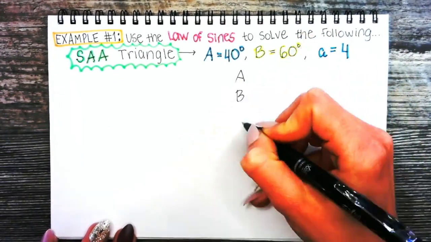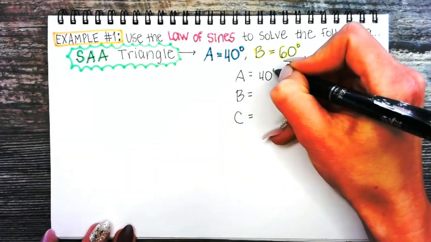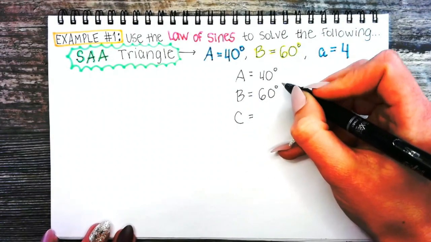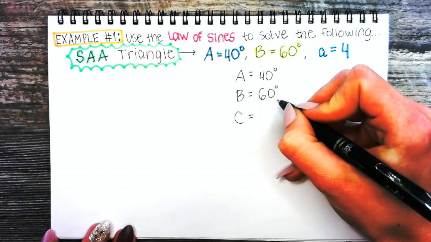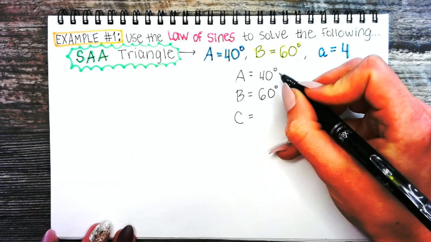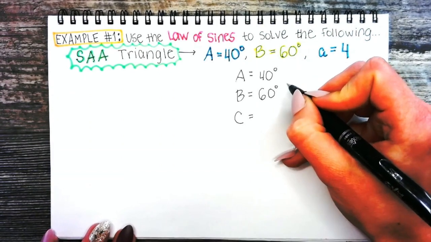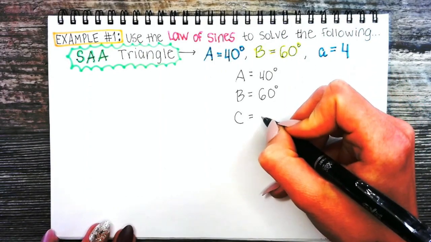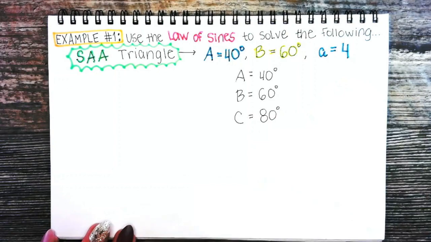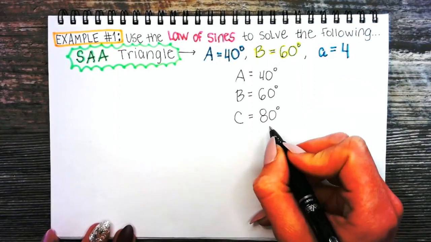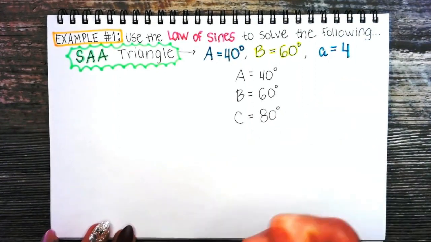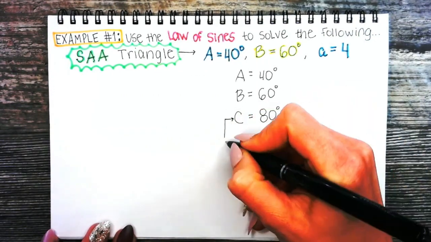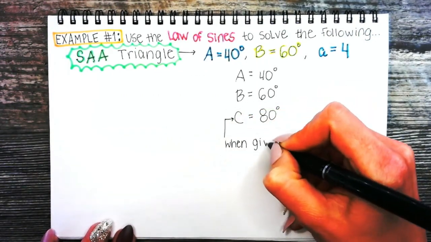Anytime you have two angles, you really have all three. Since we're given that angle A is 40 degrees and angle B is 60 degrees, the sum of those two is 100 degrees. Then we know angle C must be 80 degrees. We really don't have to use the law of sines to figure out that missing angle because we know the sum of all three angles equals 180, and we're already given 2 of the 3 angles.